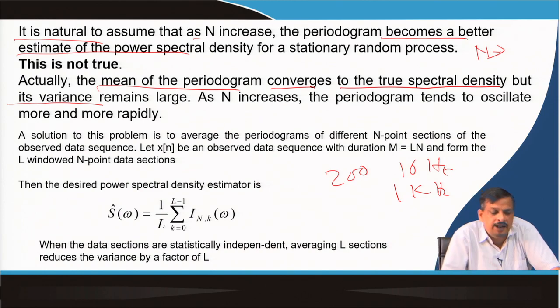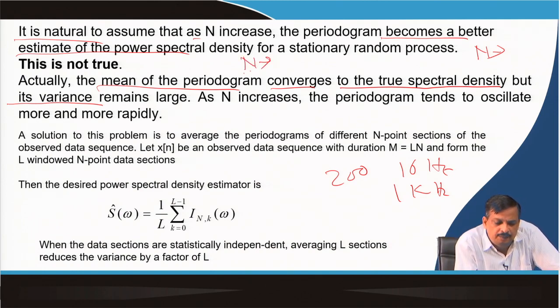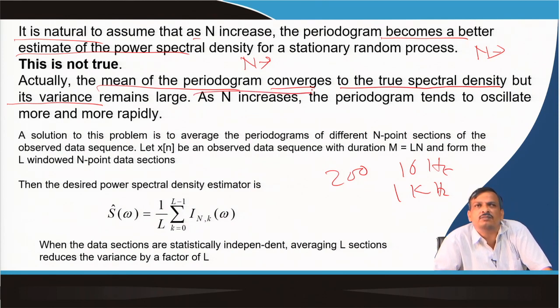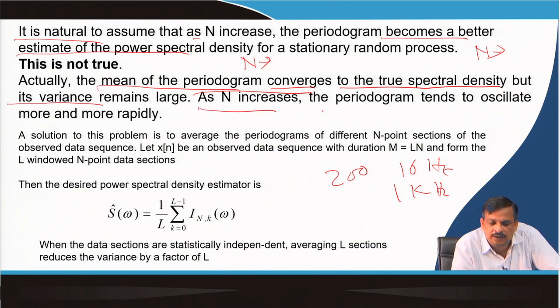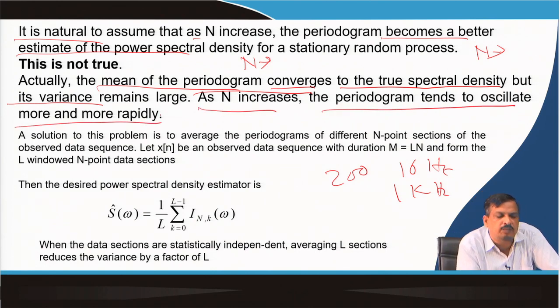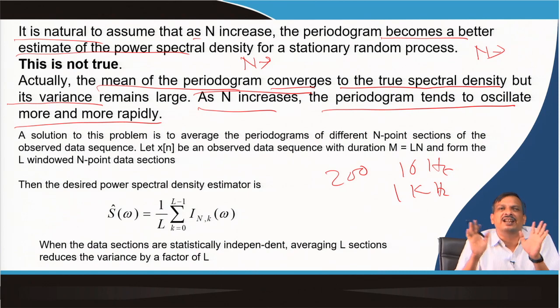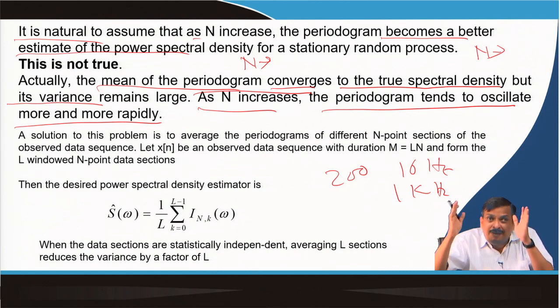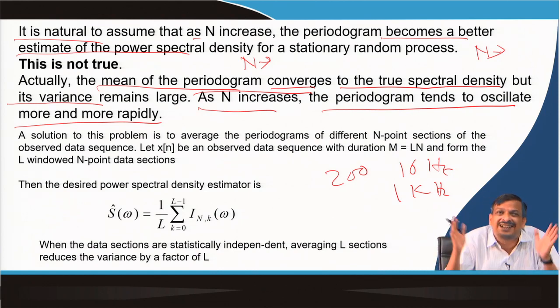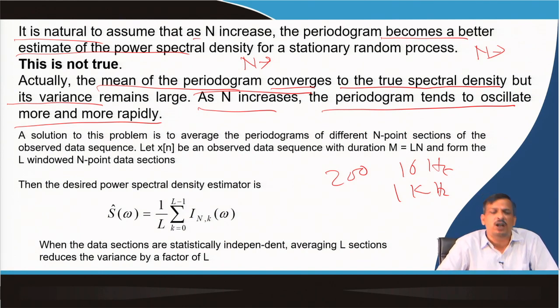So, I can say if I increase n, the mean converged, but variance remain very large. If n increases, the periodogram tends to oscillate more rapidly. So, what is the solution they said? They said forget about that increase of n. If you have a large number of data, make it average. So, how do I make it average?